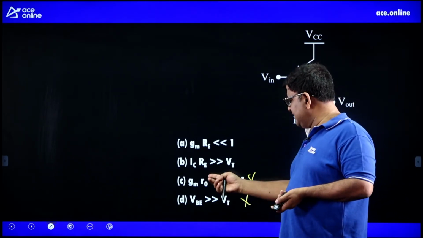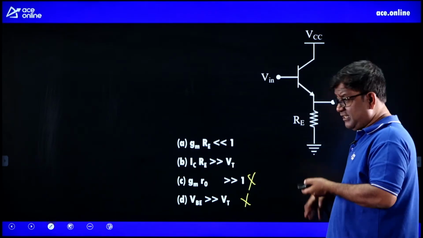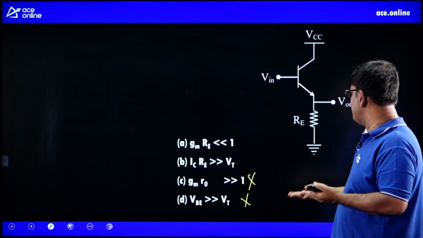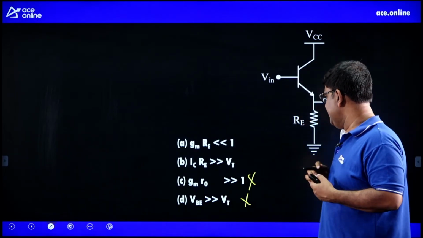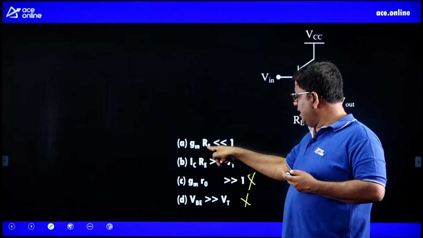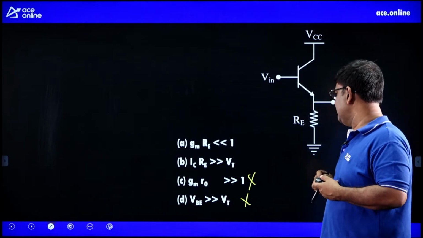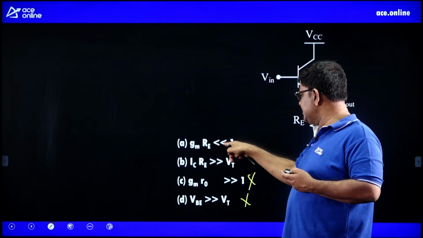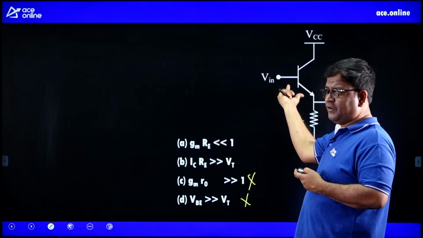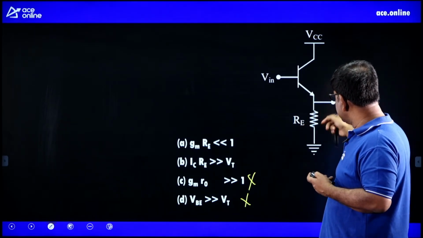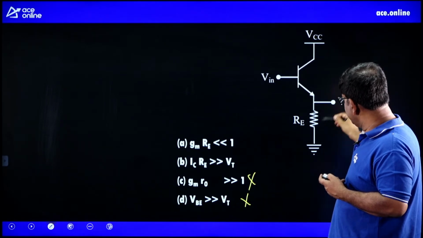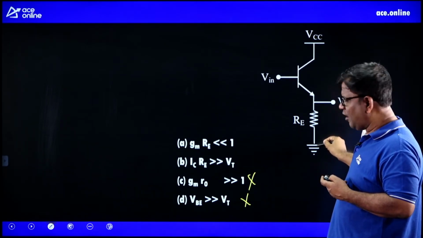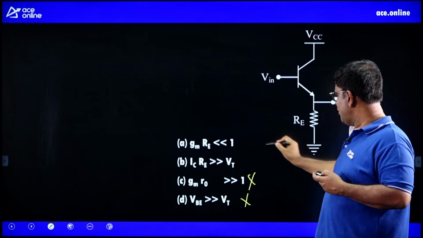So that itself tells that these two options are something that he does not want. There is Re here, and he is referring to Re in the question, and here he says gm Re is much less than 1. That means Re is much less than 1 by gm, so this Re is very less, almost 0, and this V0 is going to touch the ground now. So that is also wrong.